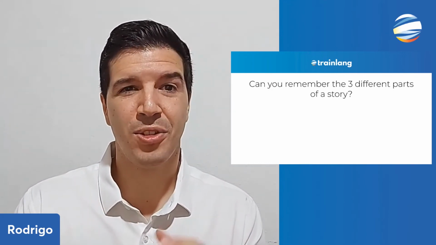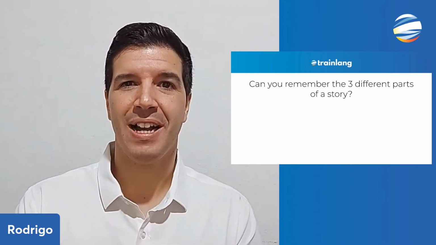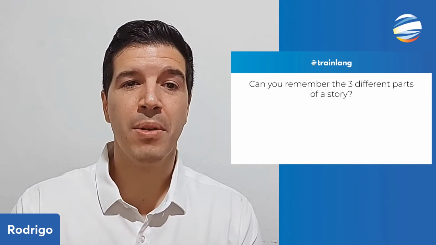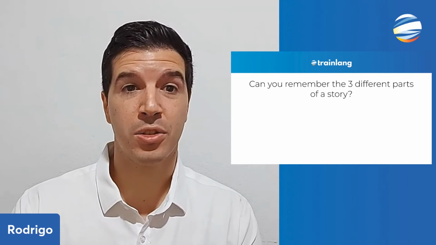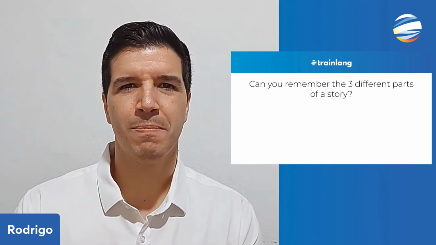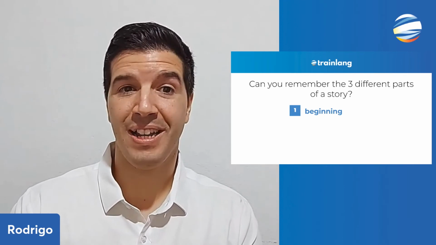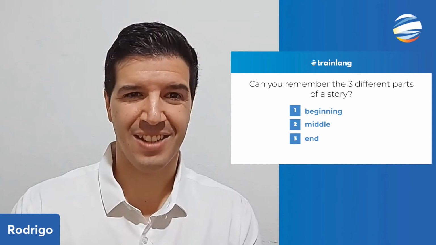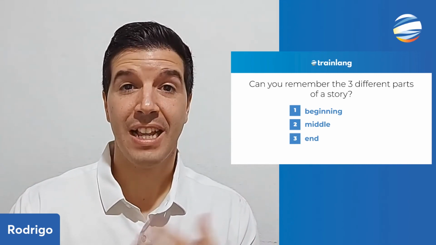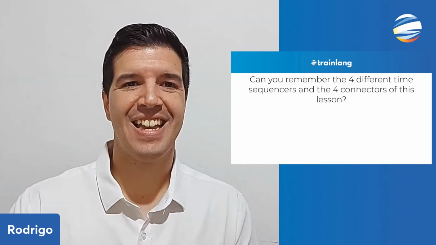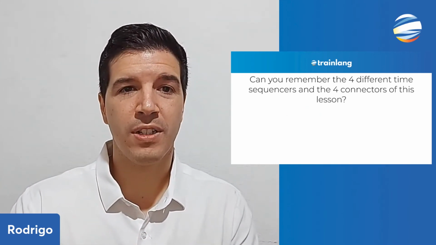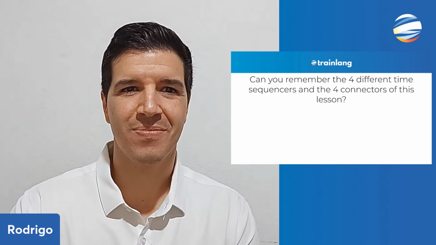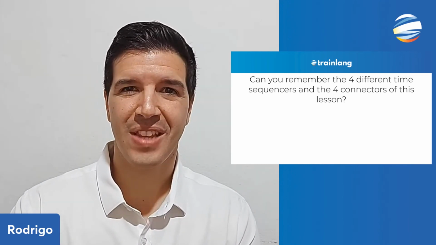So let's try and see how much you can remember about all of these ideas on how to tell a story. Can you remember the three different parts of a story? The structure of the story? You're right. We have the beginning, the middle, and the end. Great, good job. Let's test your memory again. Can you remember the 4 different time sequencers and the 4 connectors of this lesson? That's not easy. How many can you remember?